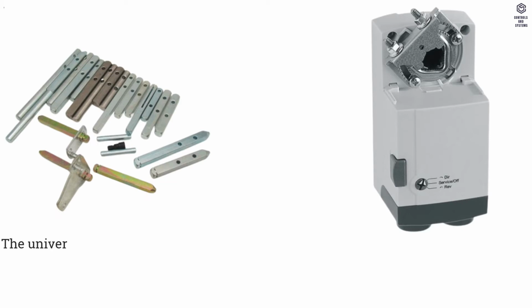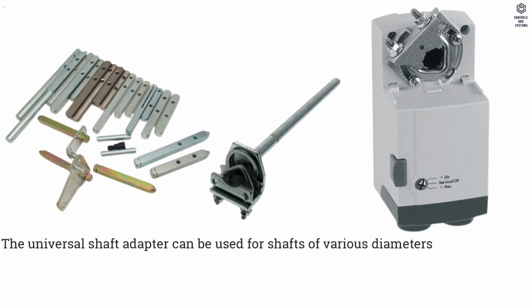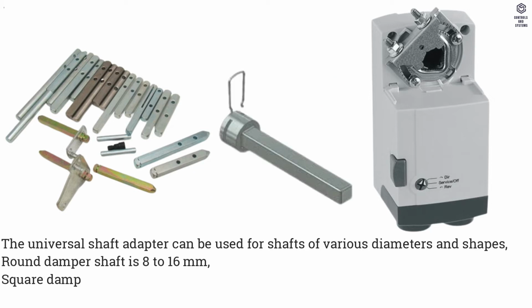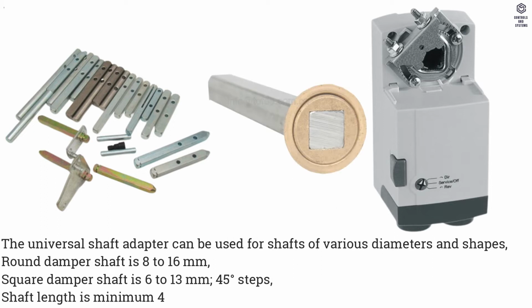Mounting: the universal shaft adapter can be used for shafts of various diameters and shapes. Round damper shaft is 8 to 16 mm, square damper shaft is 6 to 13 mm, 45 degrees steps. Shaft length is minimum 41 mm.